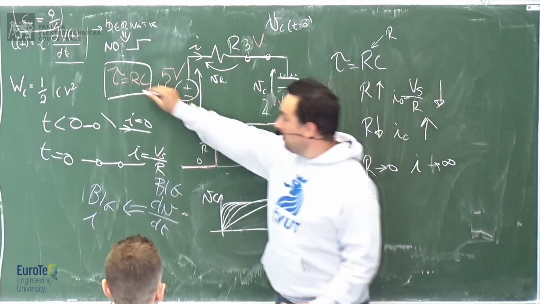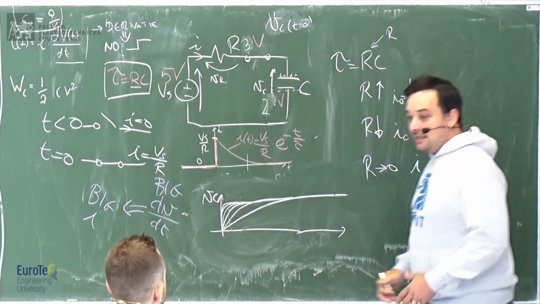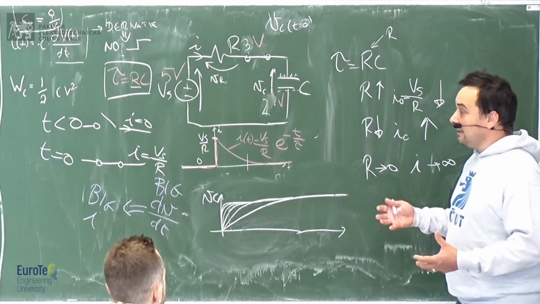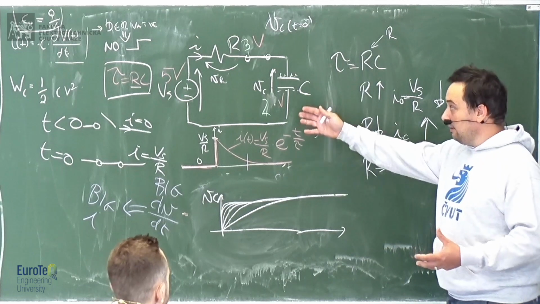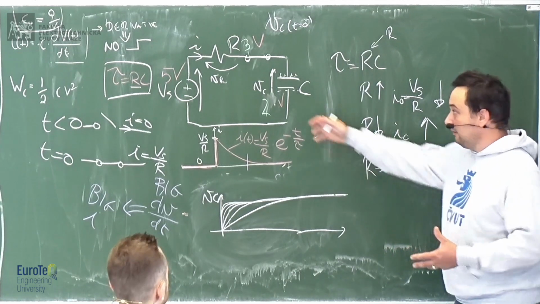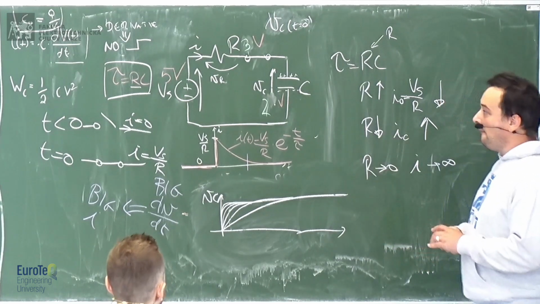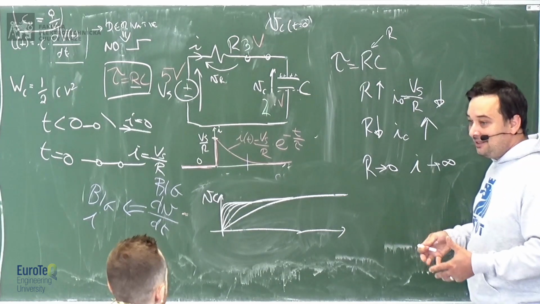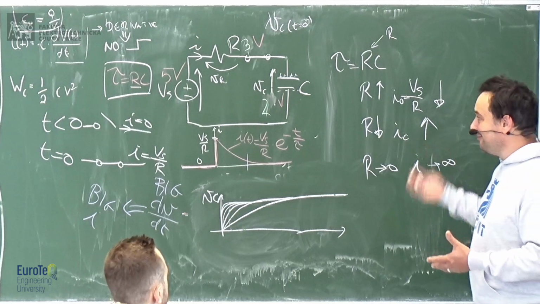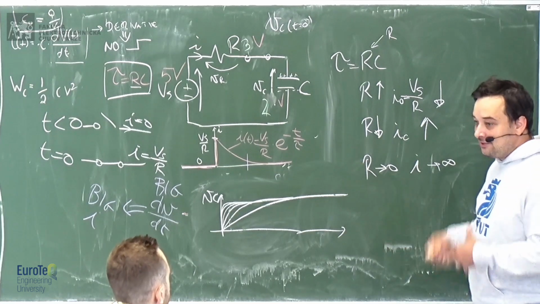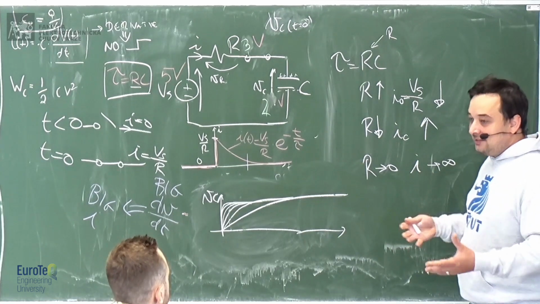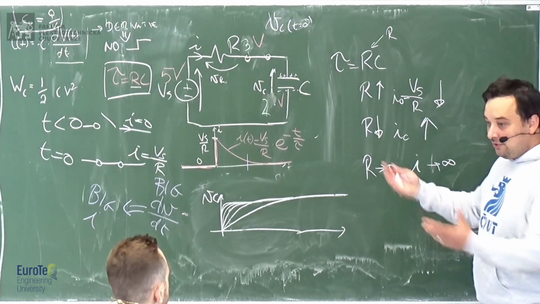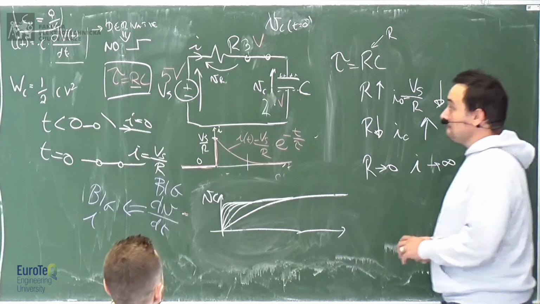So the role of R in tau is that it determines how large is the current in the circuit which is going to charge up the capacitor, and therefore how long it takes to finish the charging process, because the smaller the current, the more time is necessary to arrive at the complete charge of the capacitor.